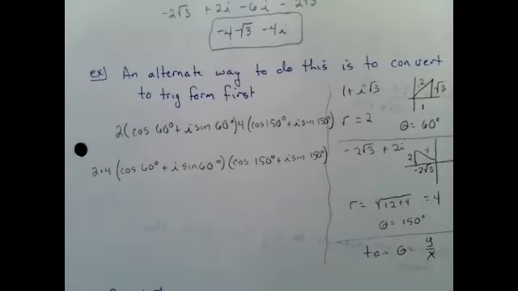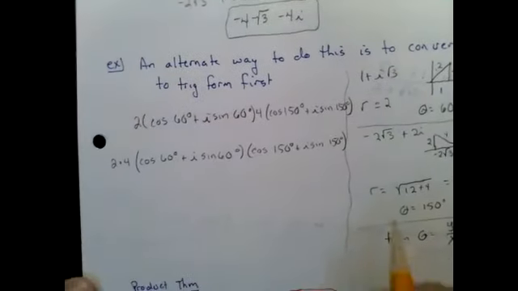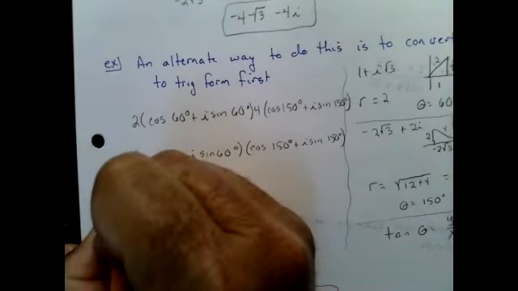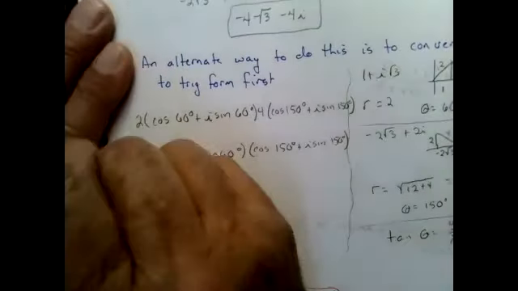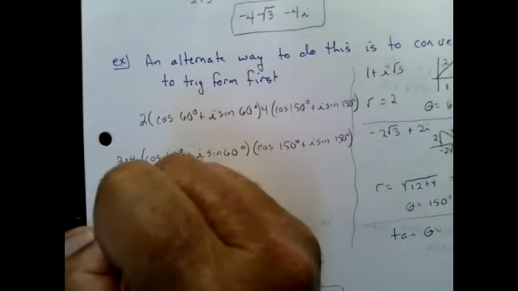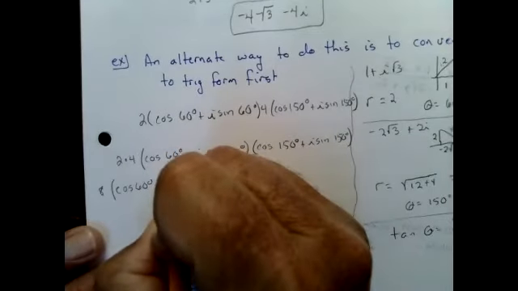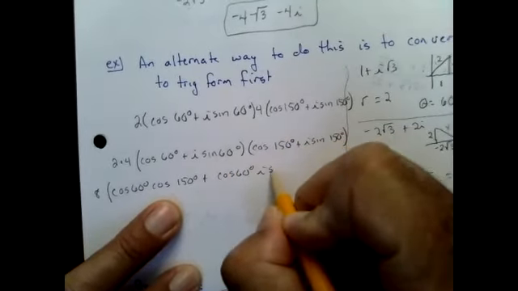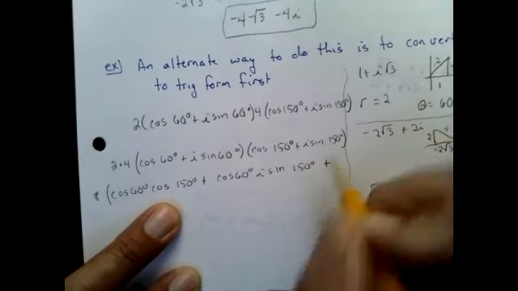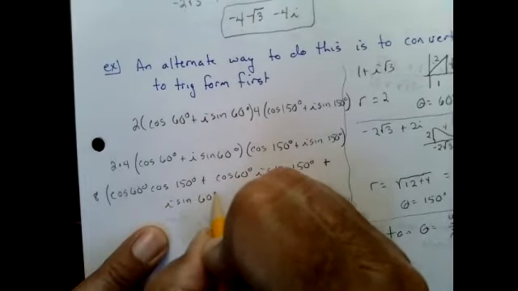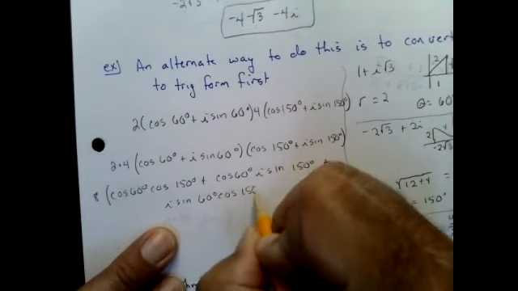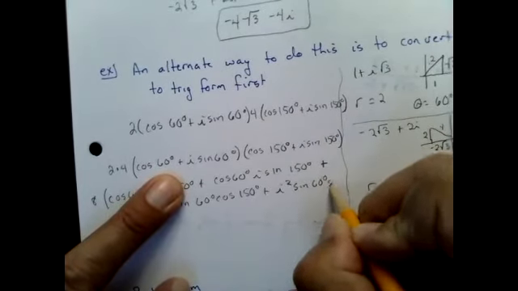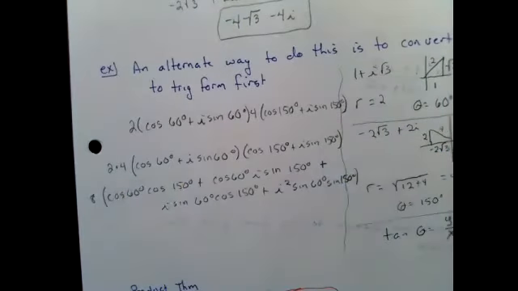What if I multiplied these? I don't want to, because I don't have a lot of room. That's a poor excuse. I'm going to multiply these. 2 times 4 is 8. Cosine of 60, cosine of 150, plus cosine of 60 times I sine of 150, plus I sine of 60. Oh boy, I hope there's a point to this. Cosine of 150 plus I times I is I squared sine of 60 sine of 150.